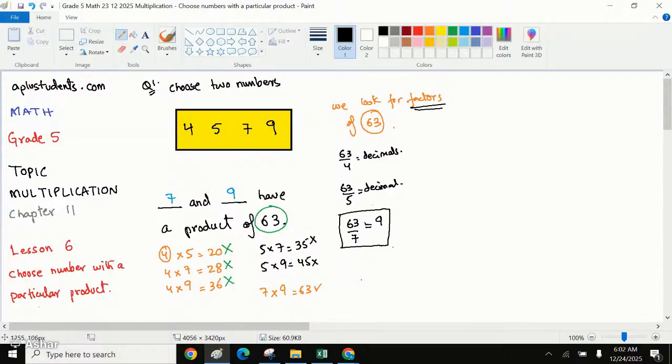Factors are formed when a larger number is broken down into two smaller numbers, right? So we can say 7 and 9 have a product of 63. That means 7 multiplied by 9 is 63. So for us, the easier way is to check for the factors. Okay, let's try question number 2. Once we click on the screen, we have the next question: choose two numbers out of the following.